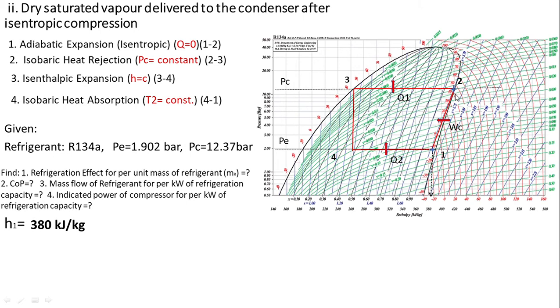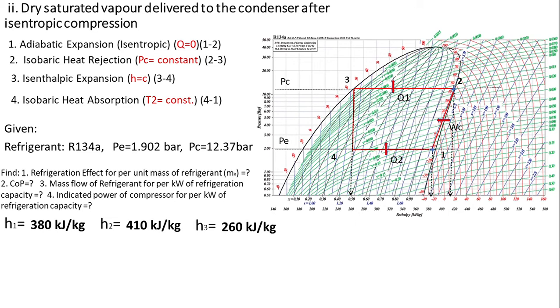You will see it on the x-axis. So H2 is equal to, you can see the line where it is meeting, 410 kilojoule per kg. Okay, you can mark like that. Then next is H3. If you draw the line from here, where it is meeting is 260. So H3 is 260 kilojoules per kg.